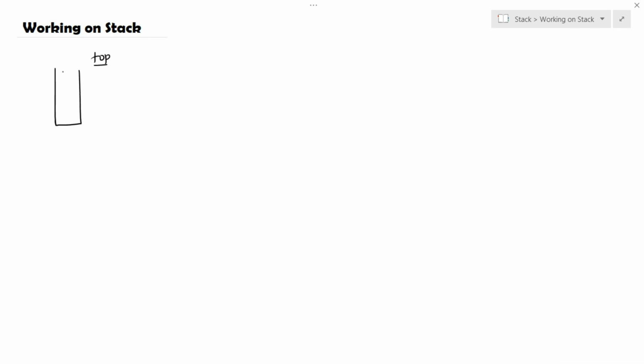Now here the stack is empty. Let's consider the stack is empty. So the value of top is equal to -1. Always remember this: whenever the stack is empty, the value of top is equal to -1. When we insert an element into the stack, we increase the top pointer, and when we remove an element from the stack, we decrease the top pointer. So top is a pointer which points to the topmost element of the stack. So this is a logical representation of stack.